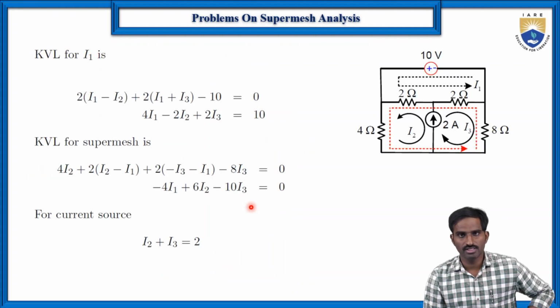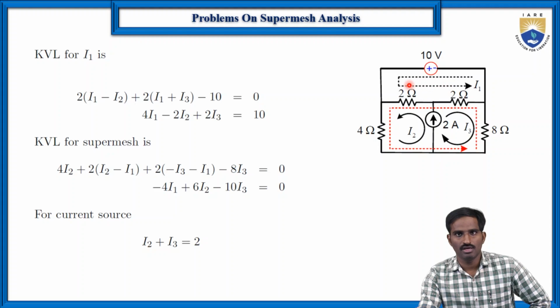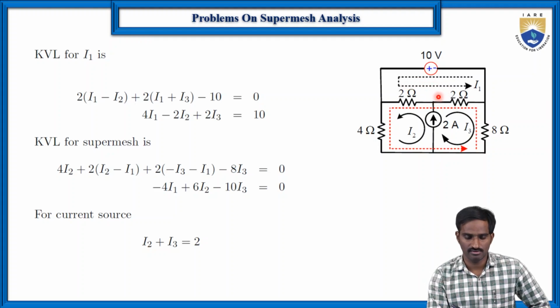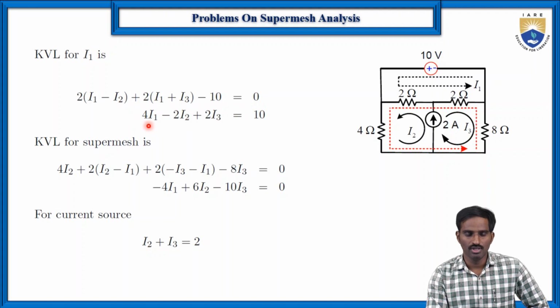Now we are going to write the loop equations. First we write the loop equation for the I1 current, for this particular loop. So this is a normal mesh, not the super mesh, so we will write the equation as usual. Here 2 into I1 minus I2 plus 2 into I1 plus I3 minus 10 is equal to 0. After simplifying, you will get 4 I1 minus 2 I2 plus 2 I3 is equal to 10.